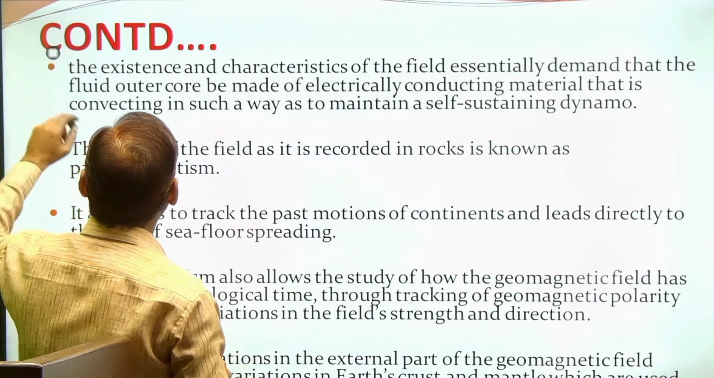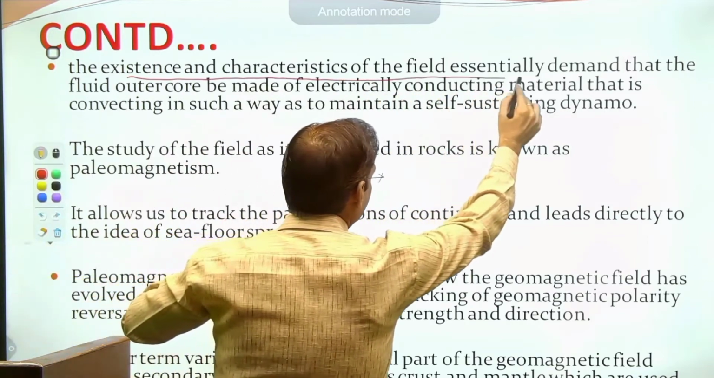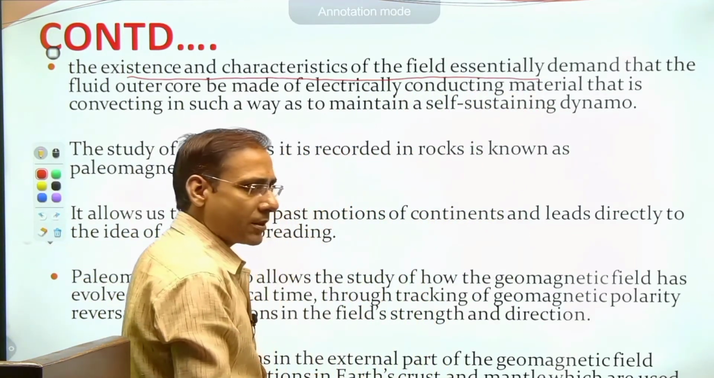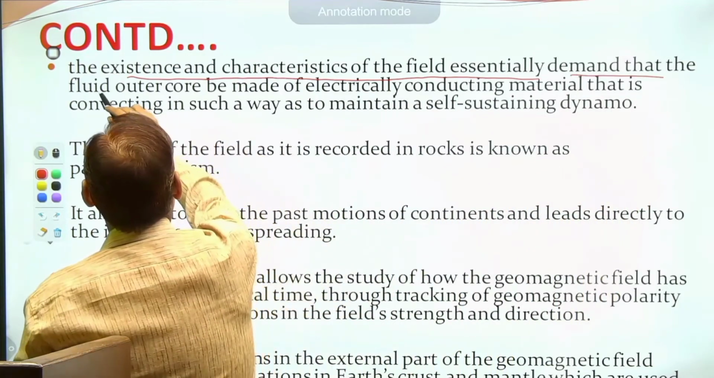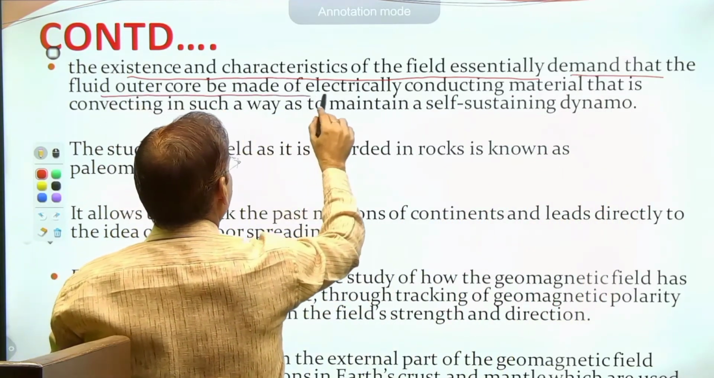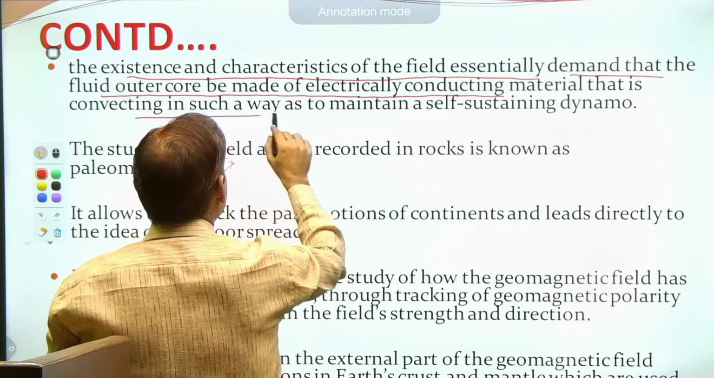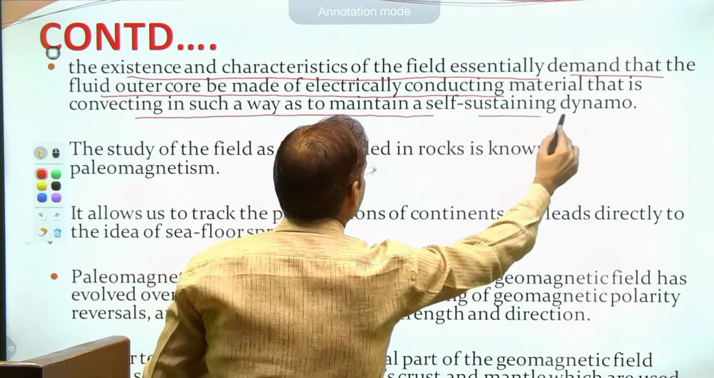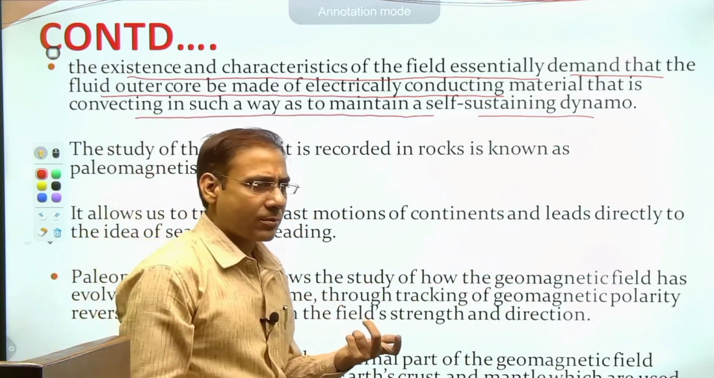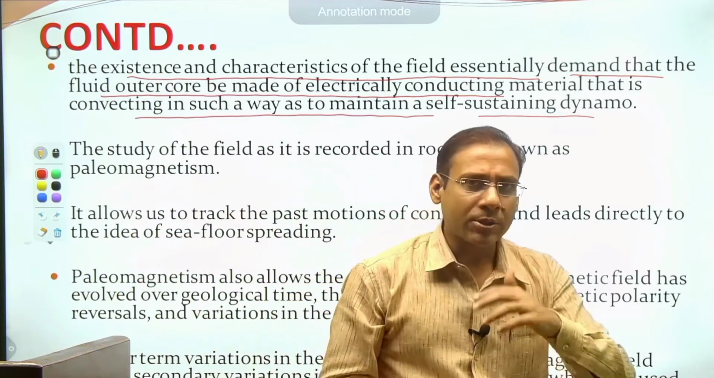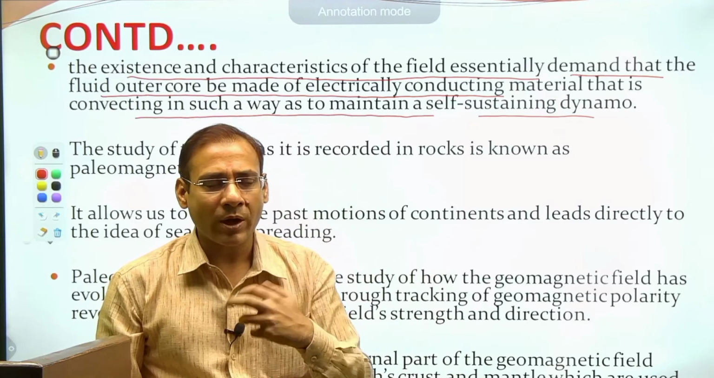Further, what I have written here: the existence and the characteristics of the field, field means the magnetic field, essentially demand that the fluid outer core be made of electrically conducting material and that it is convecting in such a way as to maintain the self-sustaining dynamo. यहाँ जो वन सेंटेंस लिखा है वो समझ नहीं आएगा, लेकिन मैं अभी ये बताने वाला हूँ आगे कि आखिर अर्थ ने ये अपनी मैग्नेटिक प्रॉपर्टी एक्वायर कैसे की.